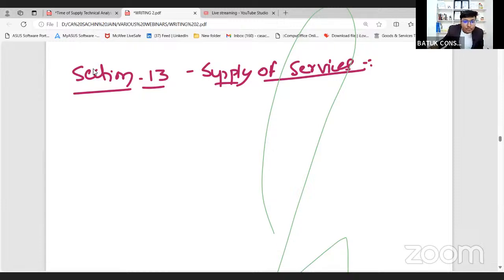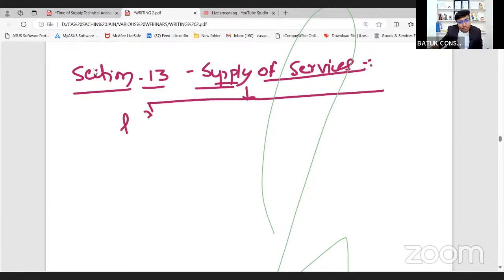Now let's start our discussion on section number 13, supply of services. Supply of services may be, I have two parts. One is in case of forward charge, another in case of reverse charge.